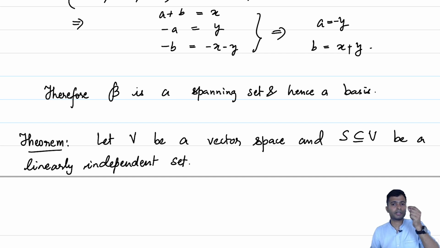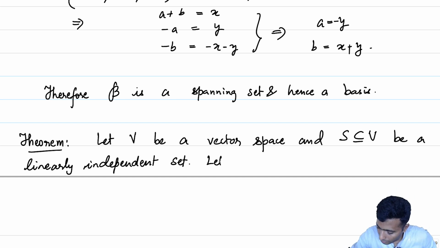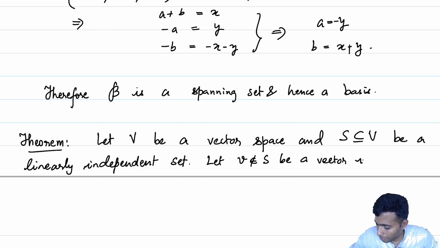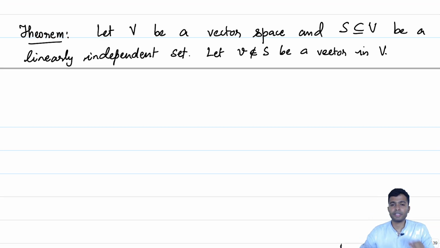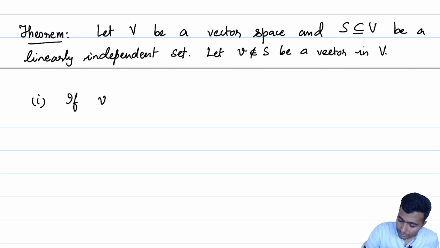Also, let us pick some vector V which is in the vector space capital V, which is not in S. So, let V not in capital S be a vector in capital V. Now, two cases can happen: either V is in the span of S or V is not in the span of S. Let us consider both these cases separately. So, if V is in the span of S, let us see what happens then.